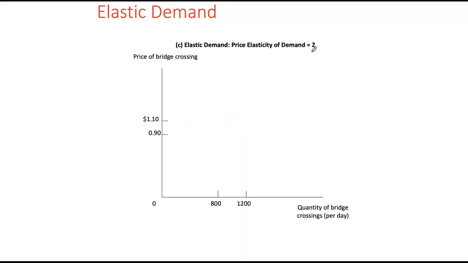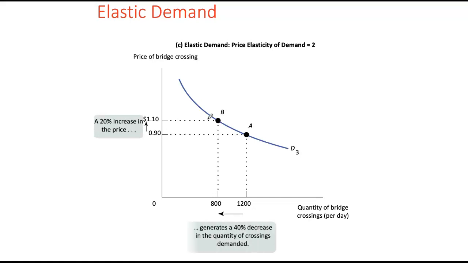Thirdly, we have a situation where the demand curve is now relatively flat, and here again we're increasing the price from 90 cents to $1.10, and that's again movement from A to B respectively on this particular curve. And in response to this 20% increase in price, note that quantity demanded is falling by a huge amount from 1200 to 800, which would be specifically a 40% decrease in quantity demanded. Taking the ratio 40% divided by 20%, that gives you price elasticity of demand of 2.